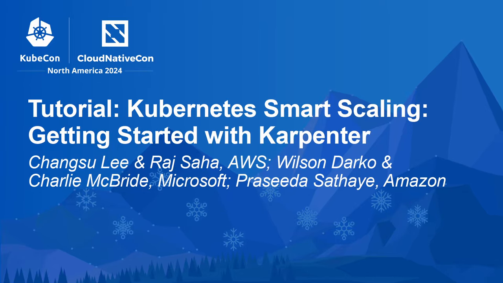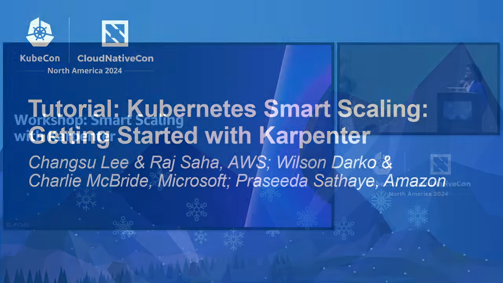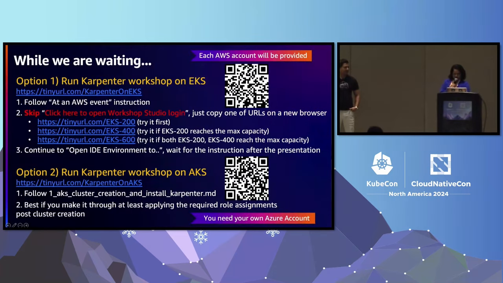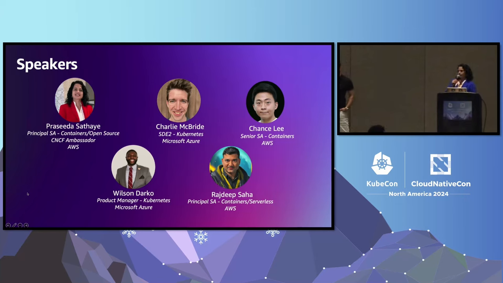Here for the smart scaling with Karpenter, and we'll tell you why Karpenter is so smart in this session. So let me start. I think you already went through this, but we have this up on the KubeCon website, so you can take a look at that as well. My name is Prasida, and I am Principal Container Specialist and also Open Source Specialist at AWS. I have my colleagues and friends here who will be my co-speakers. They will introduce themselves. So today we are going to talk about Karpenter.